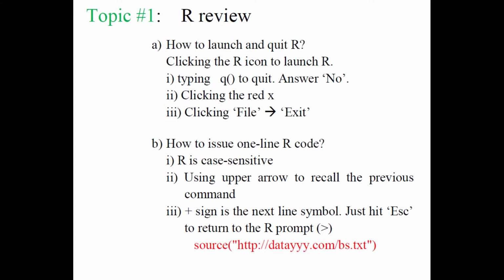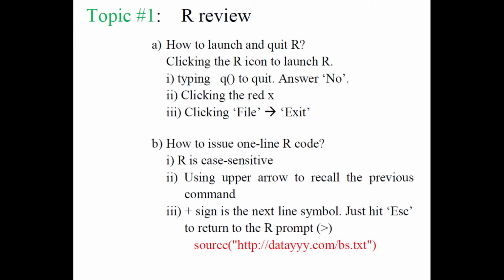Topic number 1, basic review. A. How to launch and quit R. Click the R icon on your desktop to launch R. There are 3 ways to quit R. The first method is simply type q left right parentheses to quit R. Whether you keep your workspace image, simply answer no for this course. The second method, you can click the red X on top of your R console. The last method is to click File, then Exit.